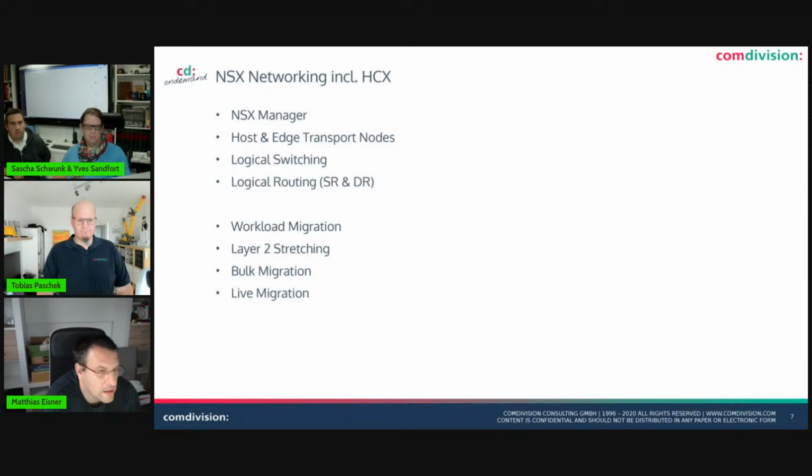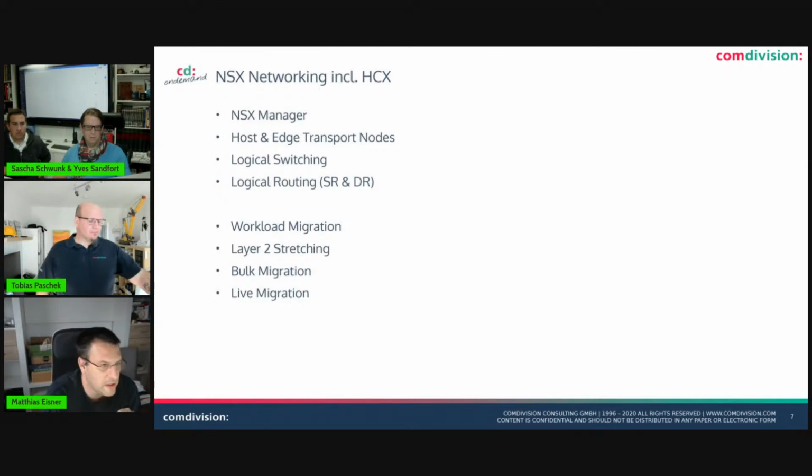This listing does not contain any security features, and that will be covered on the next slides, because that's something we really want to point out, a change in terms of licensing compared to the old model or the old program we had. On top of NSX, we now have HCX.